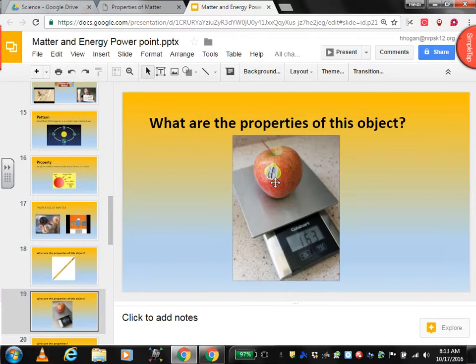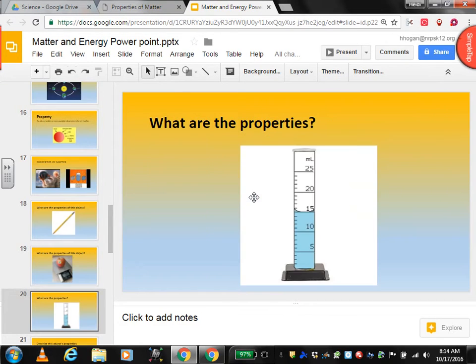What are the properties of this apple? If somebody didn't know you had an apple, how would you describe it? And as you can see, they do have the apple on a digital scale because that's a measurable property. So what you observe through your senses, sight, smell, hearing, tasting, touching, those are observable properties. Measurable properties are like the digital scale, or again, you could put a tape measure around it.